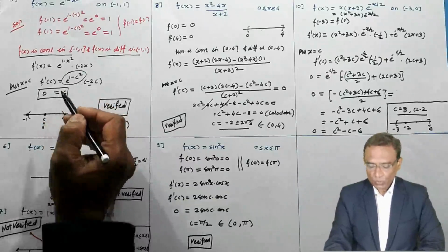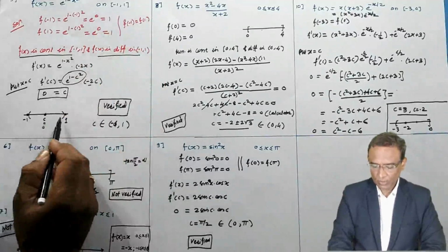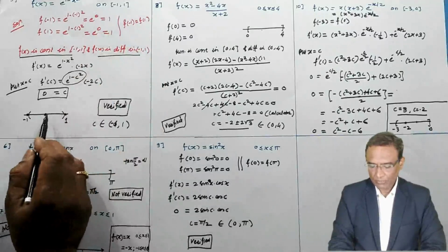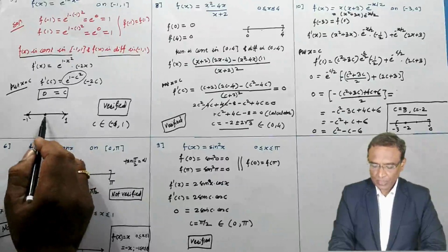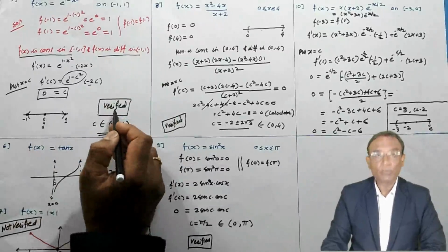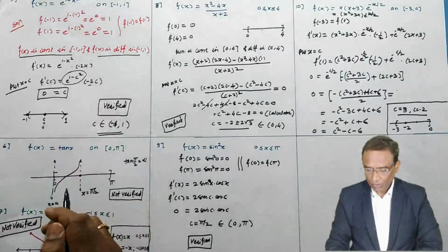The c equal to 0, you please check whether it is coming under the open interval minus 1 to 1 or not. Open interval, c is somewhere here, between minus 1 and 1. C belongs to the open interval minus 1 to 1, therefore it is verified. The value of c may be asked as an MCQ.